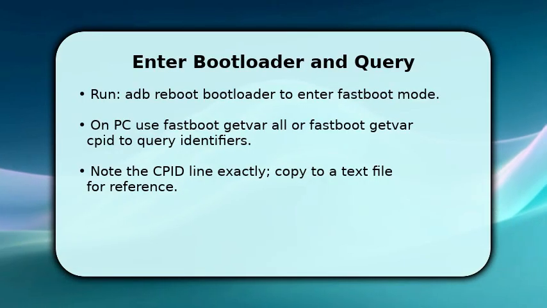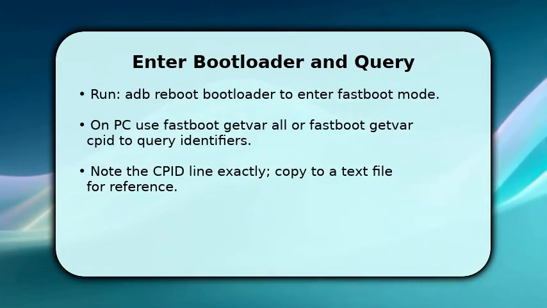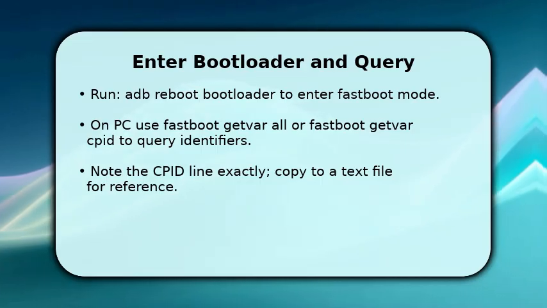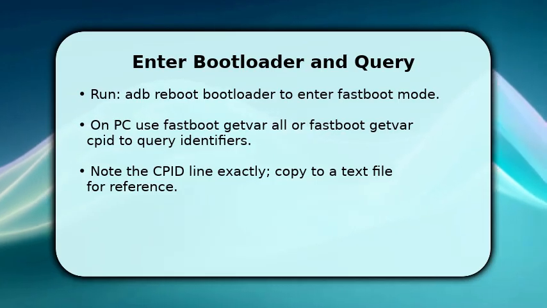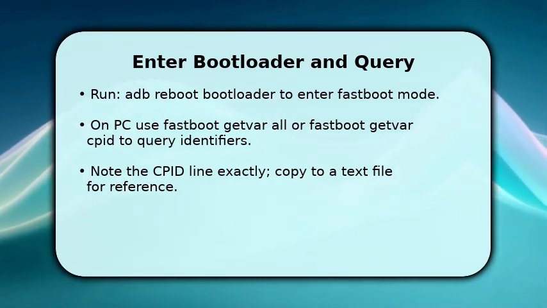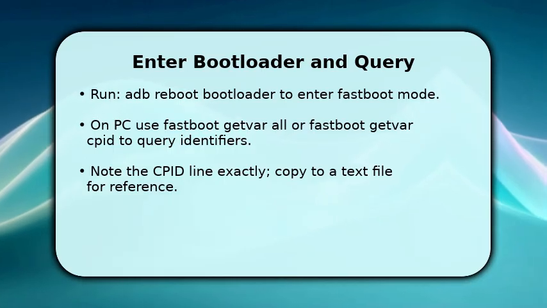With the phone connected and authorized, reboot the device into the bootloader using adb reboot bootloader. Once in fastboot mode, run fastboot getvar all to print all device variables. If available, fastboot getvar cpid returns the CPID directly.